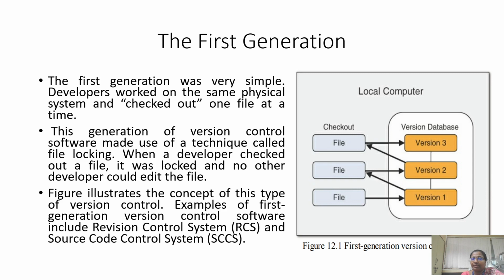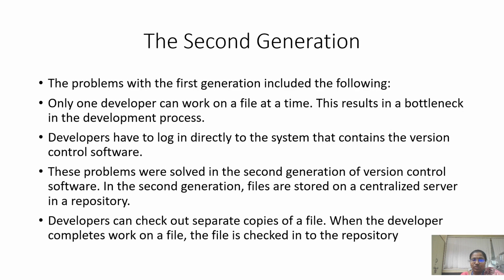So a developer is working on a version 1 file, that is a previous version file. When he is checking in, version 1 will be released. Another developer is working on the file. When he is checking in, version 2 will be released. So this figure illustrates the concept of this type of version control. This includes the revision control system and the source code control system.